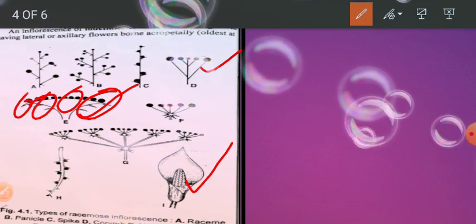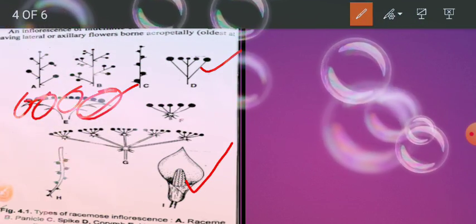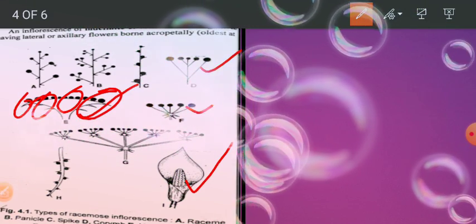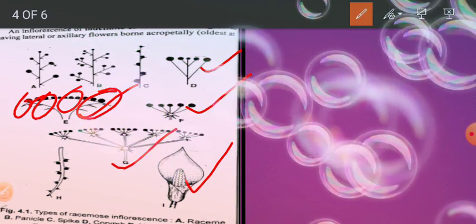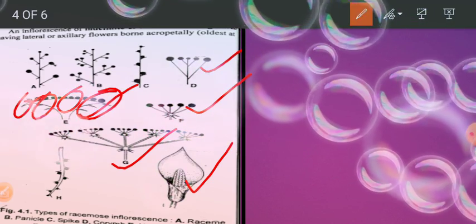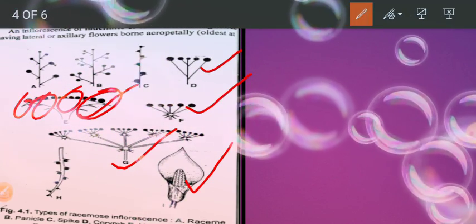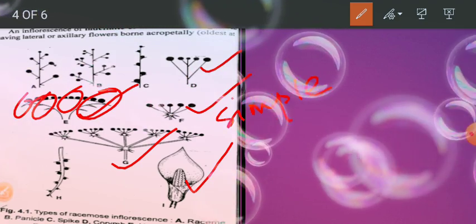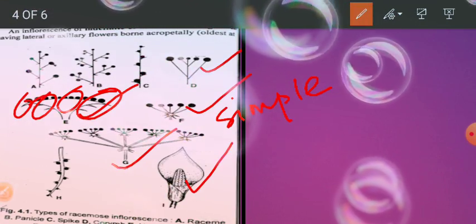Then the umbel type is found in two types. These are the umbel types: one is a simple umbel, another one is the compound umbel. This one is the simple umbel, this one is the simple umbel, and this one is the compound umbel.